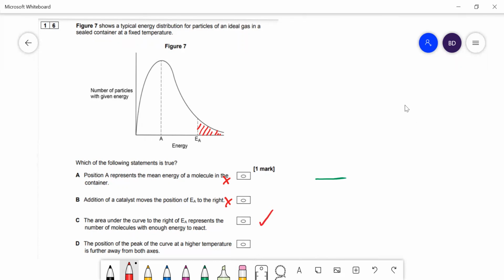The position of the peak of the curve at a higher temperature is further away from both axes. Well, that's not quite right. It's nearer to the bottom. It would be like that. So it would be nearer to the energy axis, but further away from the number of particles axis. So C is the right answer there.